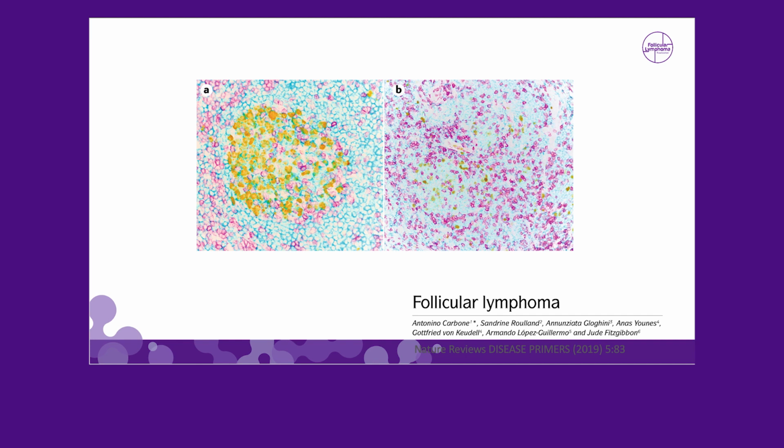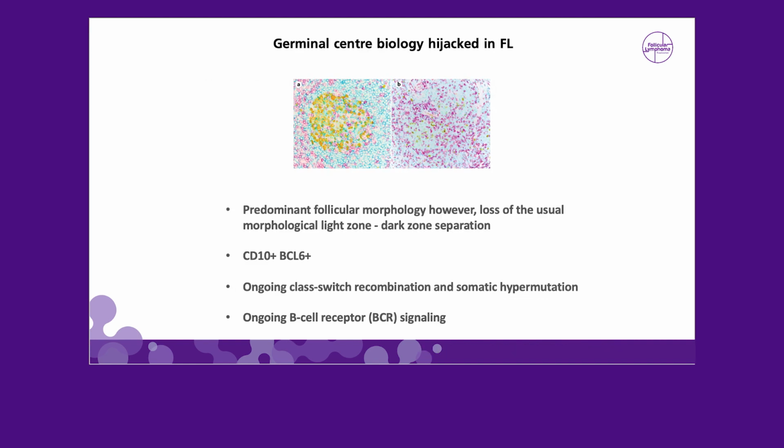So follicular lymphoma is a disease of the follicle. Usually the pathology is follicular, not always. However, there is usually disruption of the discrimination between the dark and the light zones. And actually, the germinal center biology is hijacked by follicular lymphoma. This is the key for this disease. And there are a few points to be remembered for the rest of the talk.